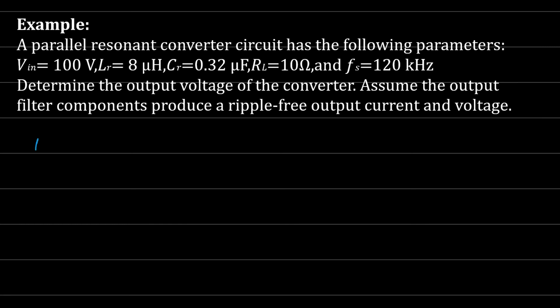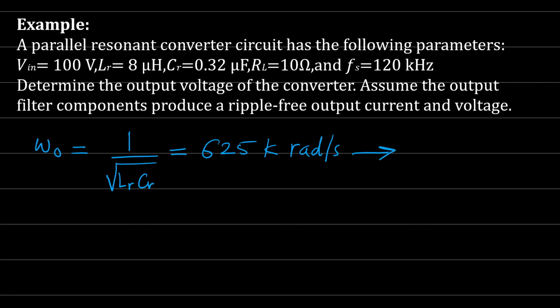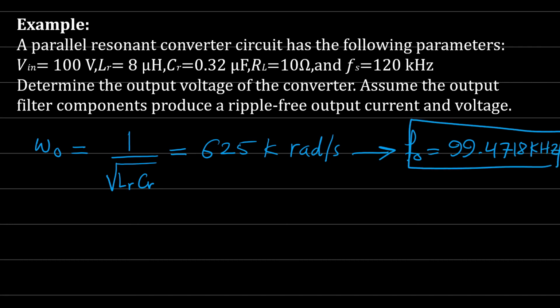Here we need to find the resonant frequency. The resonant frequency is equal to 1 over the square root of LR times CR, and this is equal to 625 kiloradian per second. Here we obtained the resonant frequency, which is equal to 99.4718 kilohertz. Now if we use this as a switching frequency, then definitely we are operating at resonance.